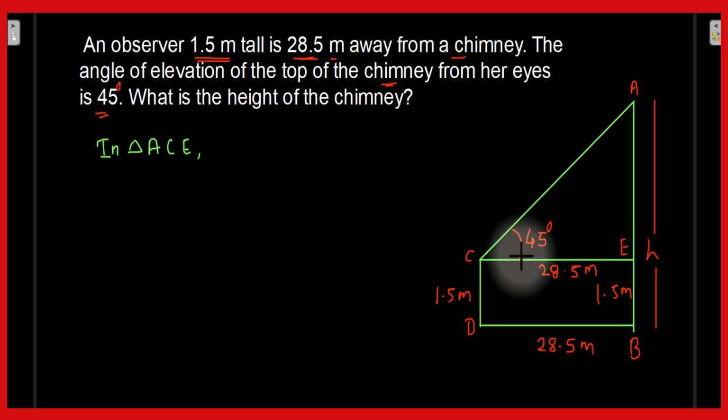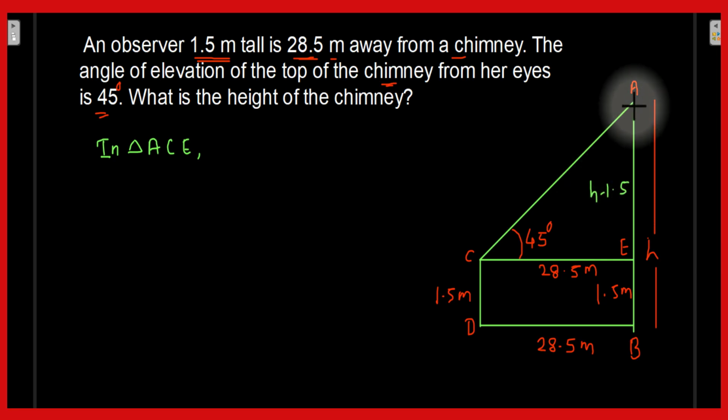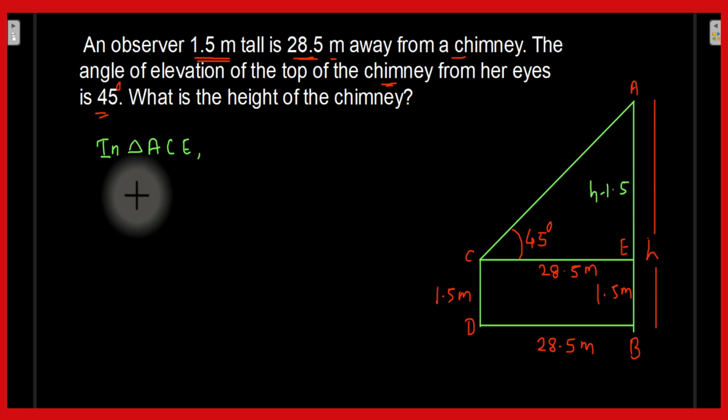we have tan 45 is equal to opposite upon adjacent. So opposite is AE upon CE, which is the adjacent. So here this total length is H and BE is 1.5. So this AE will be H minus 1.5. So the opposite side is H minus 1.5.